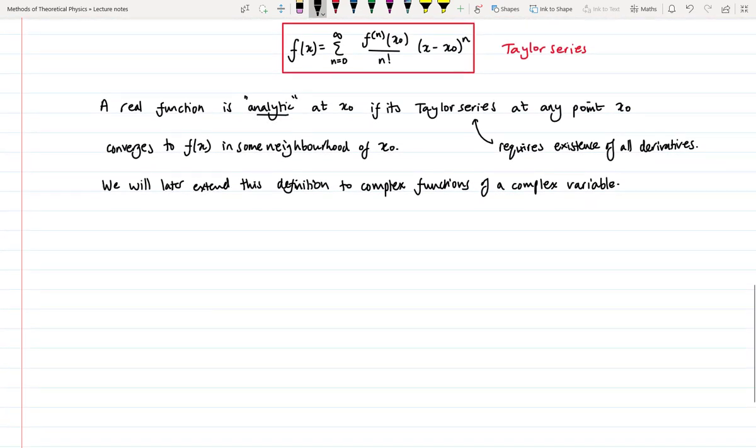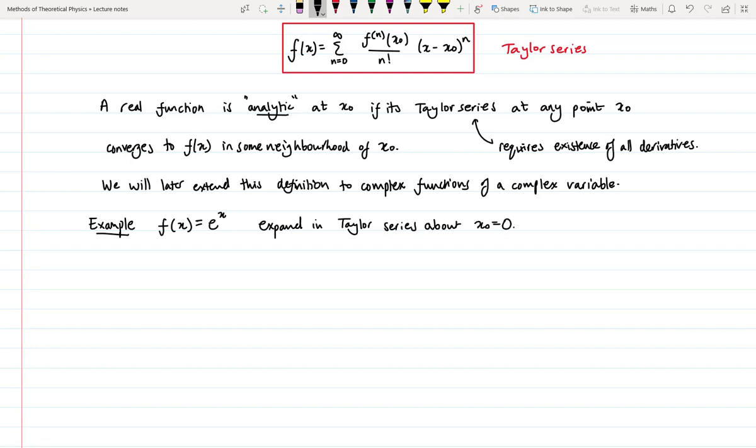Now, to end this video and this topic, I'm just going to give a famous example of the Taylor series expansion of a real function. So the example we're going to look at is the exponential function. And we want to expand this in a Taylor series about the point x0 is 0.